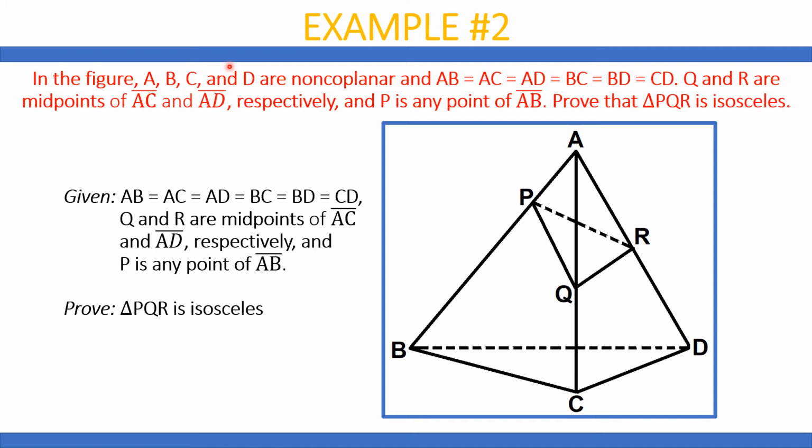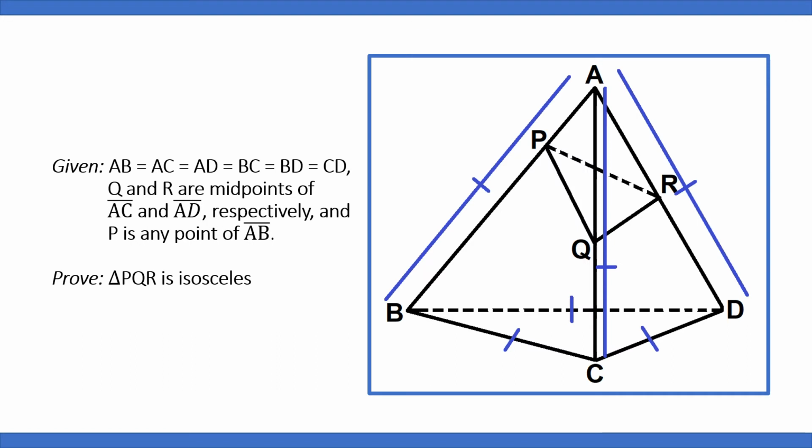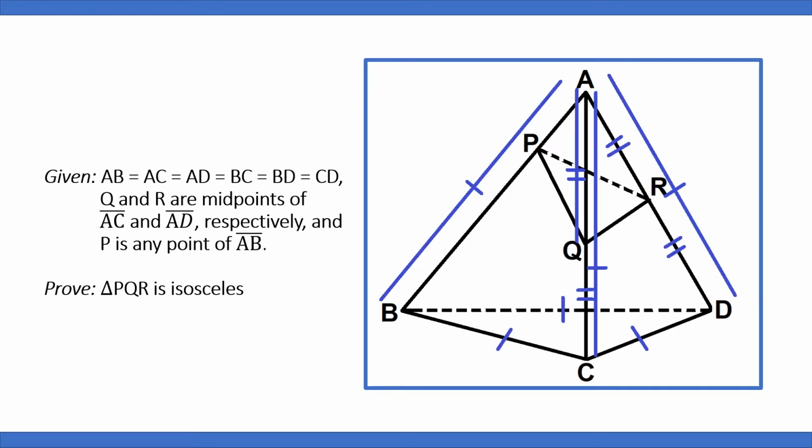Now, we can understand this better if we write it this way. AB is equal to AC is equal to AD is equal to BC is equal to BD and is equal to CD. Q and R are midpoints of line segment AC and line segment AD. So that means AQ is equal to QC and AR is equal to RD.